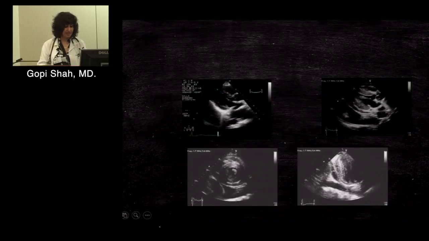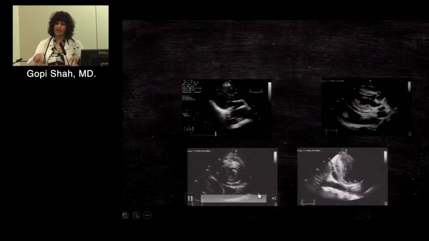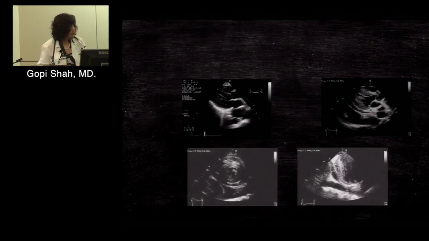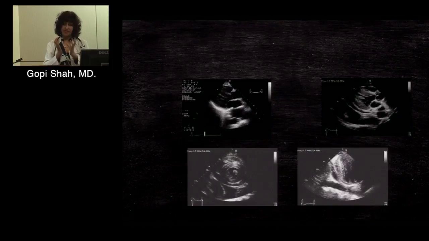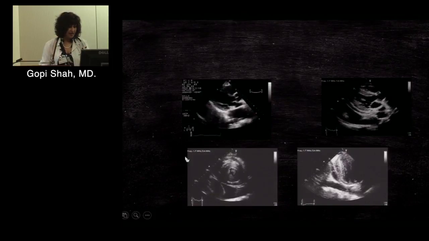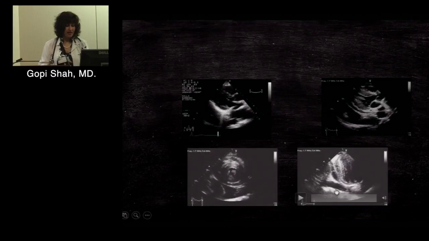Again, in short axis, one of the things we look for is, does the echolucency follow the cardiac silhouette? So you want to be able to see it hugging the left ventricle and the right ventricle around it, because that's where the pericardium is. This again is a pleural effusion because it does not follow through. This is your pericardium here.